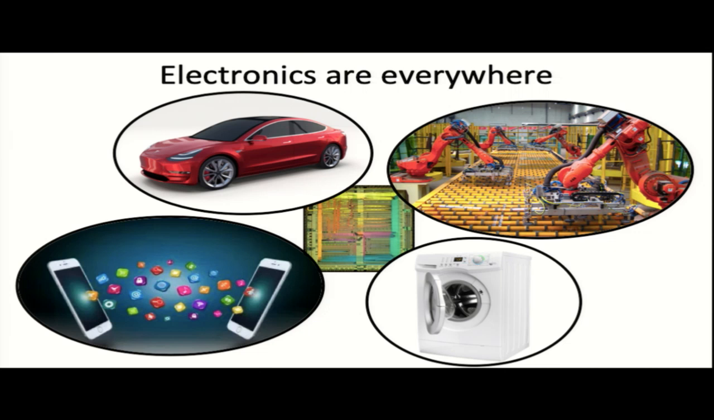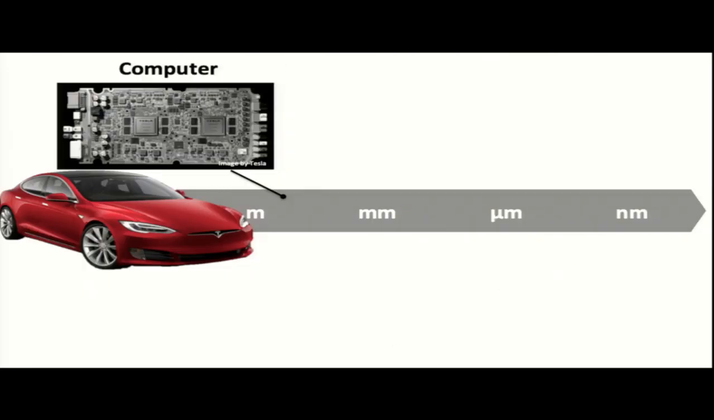Let's have a closer look at specifically cars, just to take one example. You see here an image of a Tesla car. And in this image you can see the supercomputer on the top here. This is the supercomputer that Tesla has developed. And they released this image just 2 weeks ago.